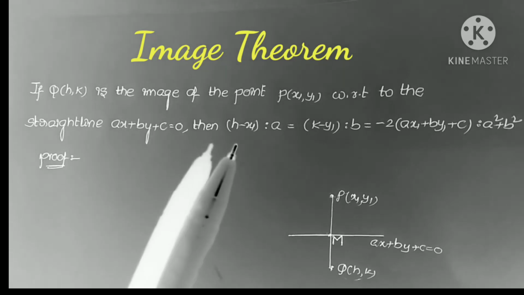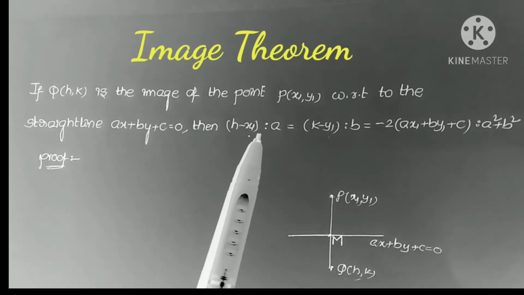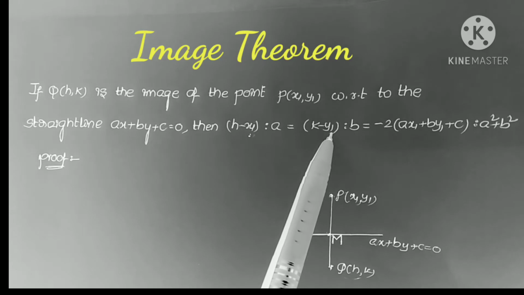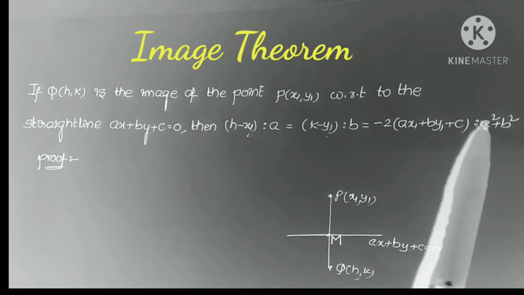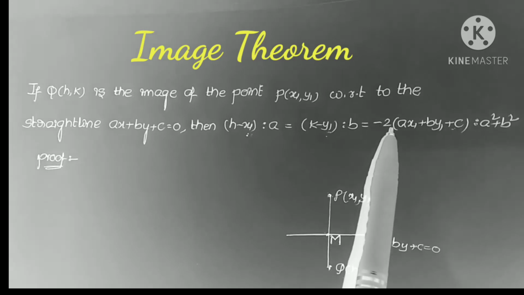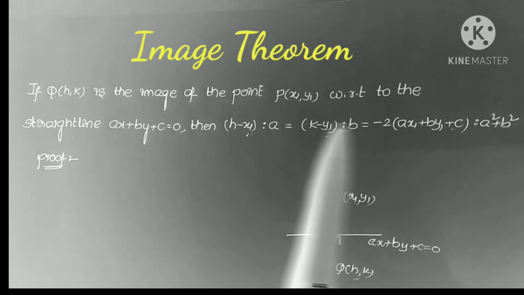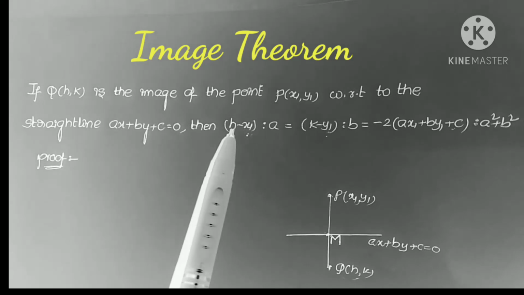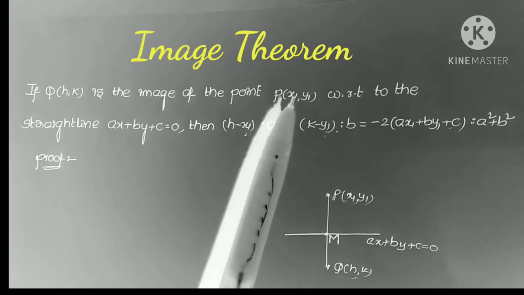Already in the last video we learned about the foot of the perpendicular theorem. What is the difference between that statement and this statement? The first two terms are common in both theorems. The difference is only in the third term. In the foot of the perpendicular theorem, we have minus (ax1 + by1 + c). Here we have minus 2 into (ax1 + by1 + c). That is the only difference between the statements of the two theorems. So half of the proof of this theorem is exactly the same as the foot of the perpendicular theorem.